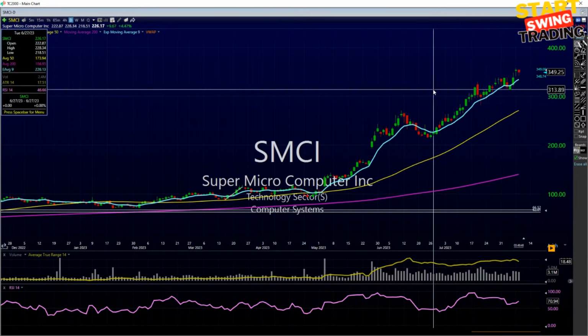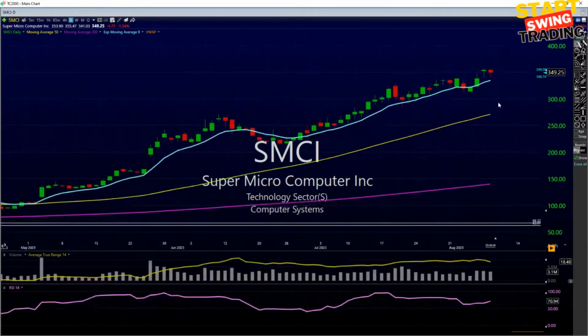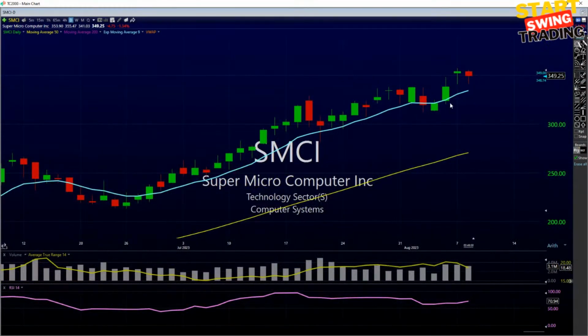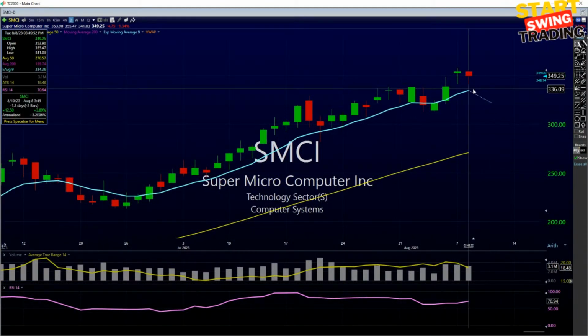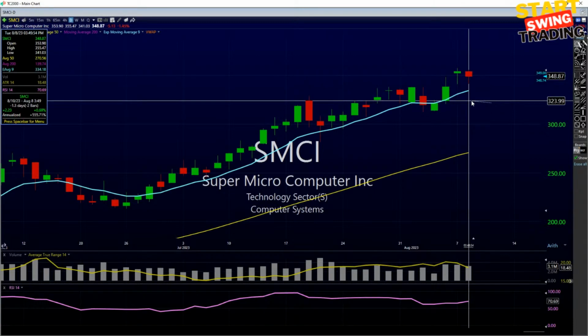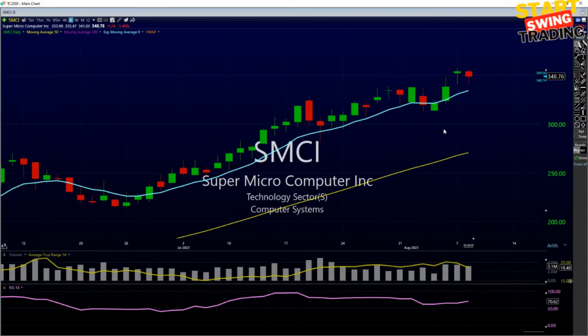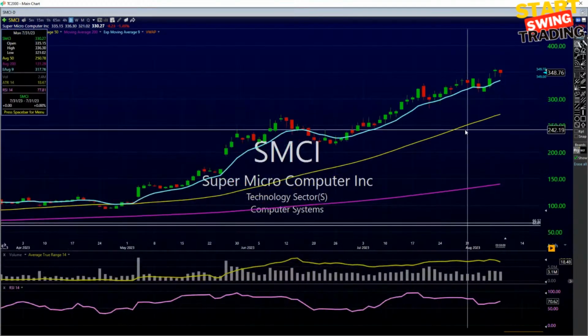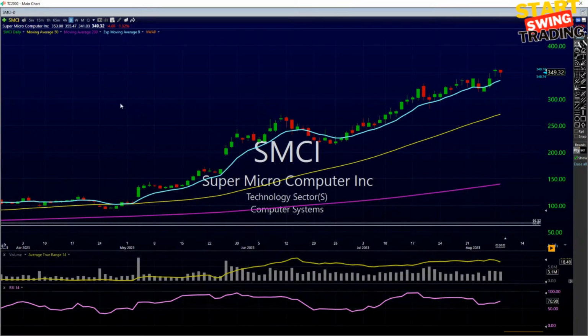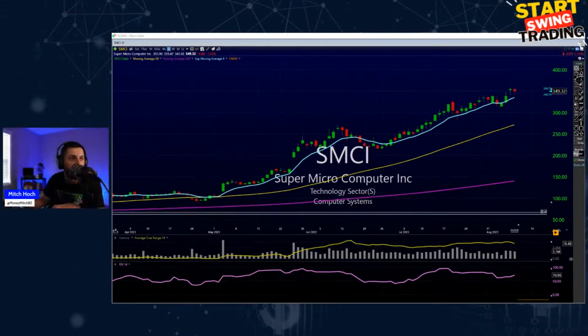We'll just have to look to see if it finally starts to break the 9 EMA, which is that light blue line. So a close, let's say, off of an earnings report that comes back down towards like 323s or 314s, this won't be looking that good anymore. We'll see what happens there on SMCI. All right, let's keep going.